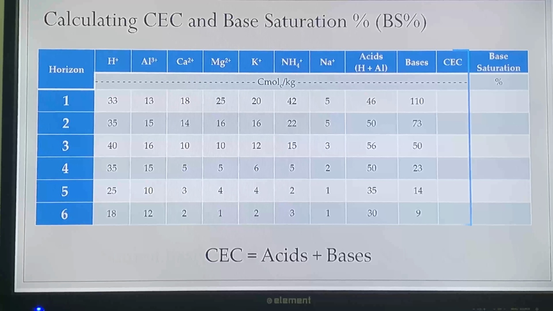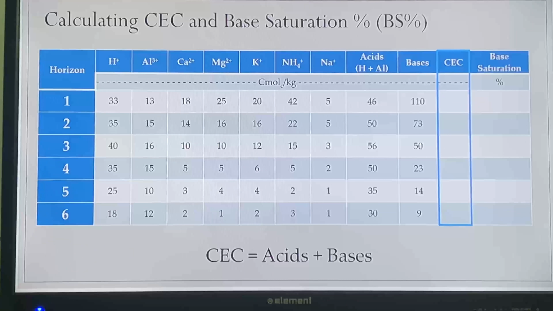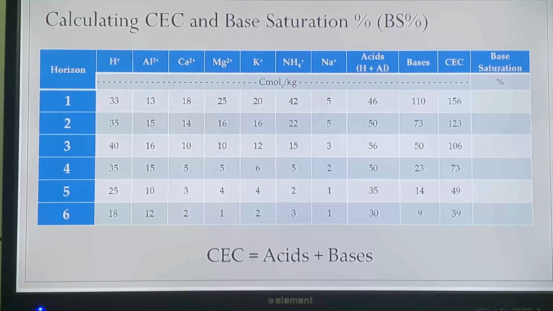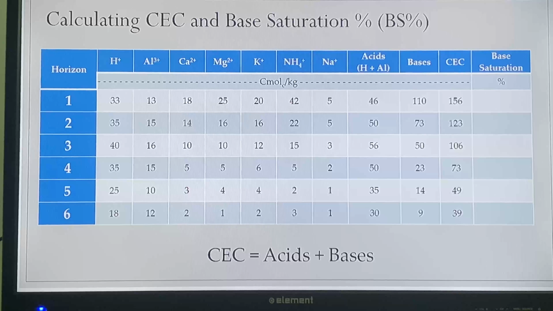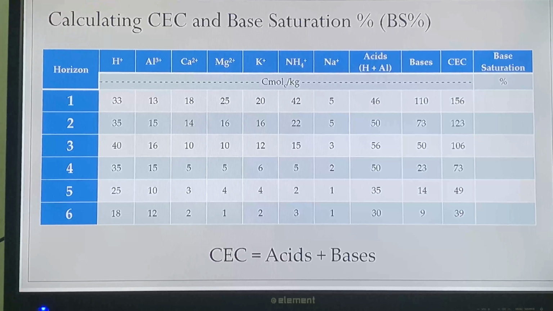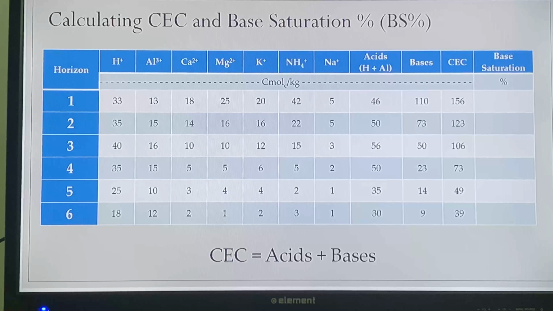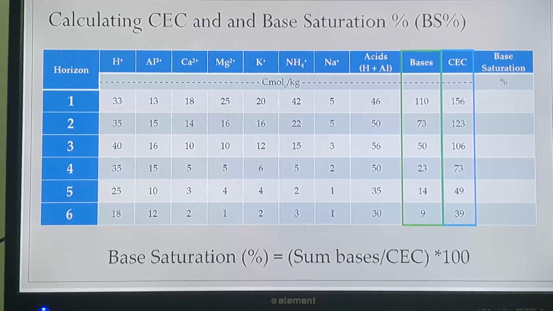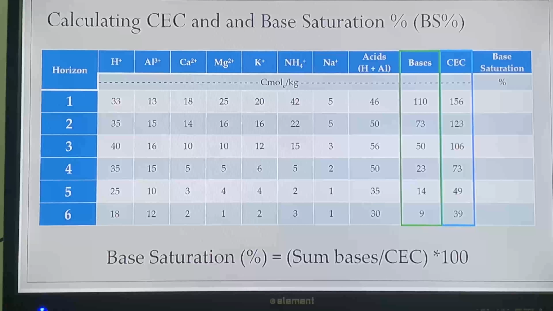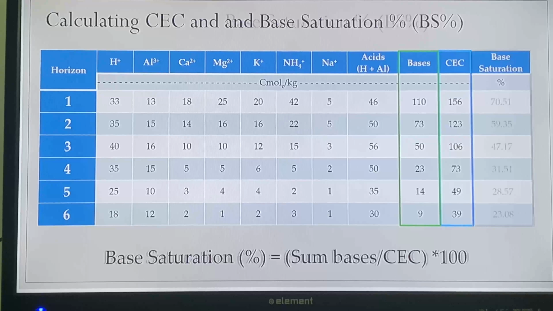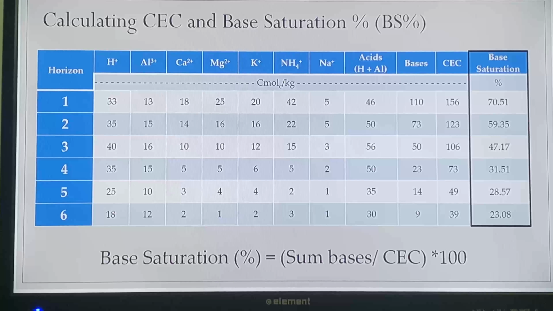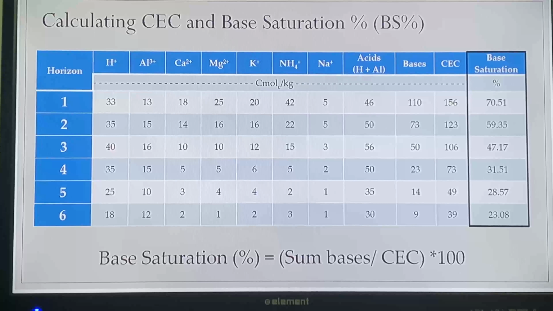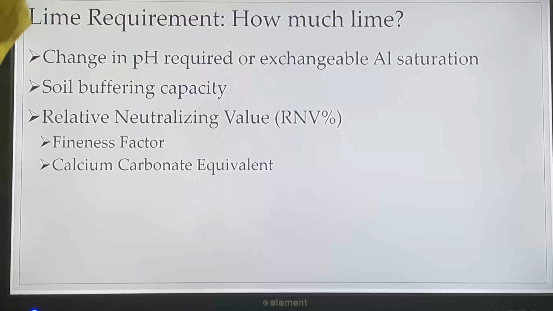Combine those two together to form the CEC. This is the total cation exchange capacity of that soil. That is 156. Next, we're just going to take the percentage of that 156, the percentage of the total CEC that is comprised of bases only. So 110 divided by 156, and that is going to give us 70.51.